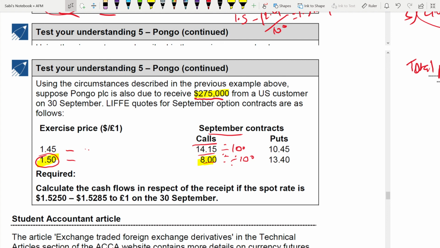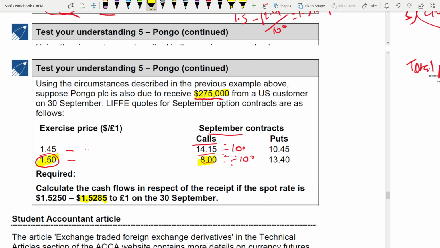Next, on the settlement day, we compare the exercise price with the spot rate. The exercise price was 1.5 and the spot rate is 1.5285. This is a receipt, no? This is a call option. We'll go for the lower one. So the exercise price is giving you the lower, so we'll exercise the option.